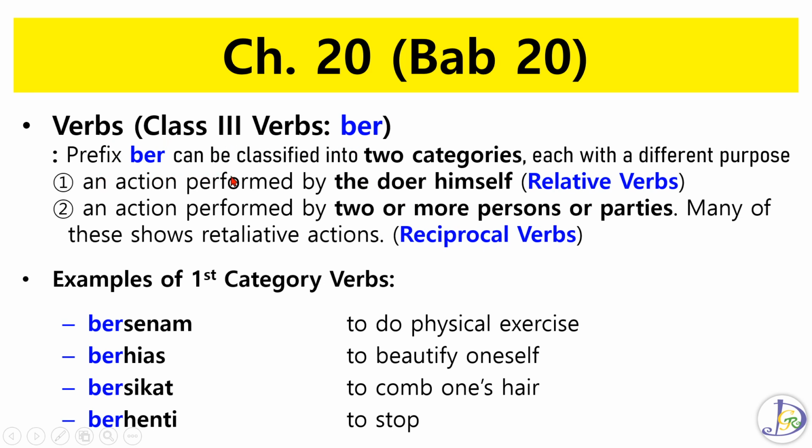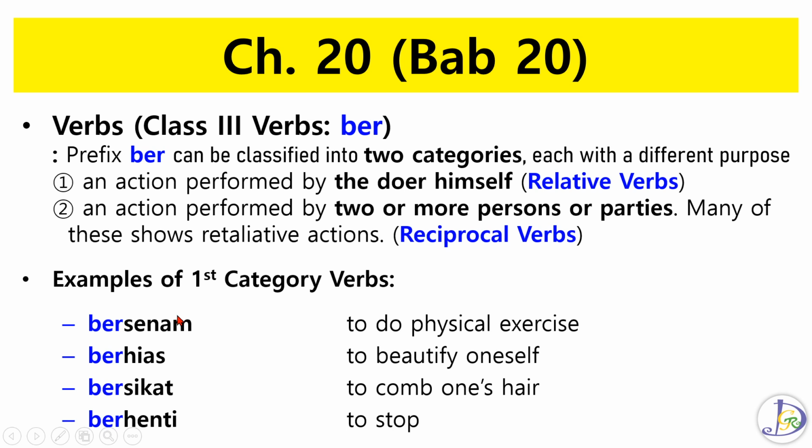Prefix ber can be classified into two categories, each with a different purpose. Number 1, an action performed by the doer himself, reflexive verbs. Number 2, an action performed by two or more persons or parties. Many of these show reciprocal actions, reciprocal verbs.